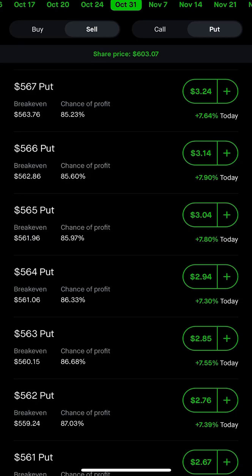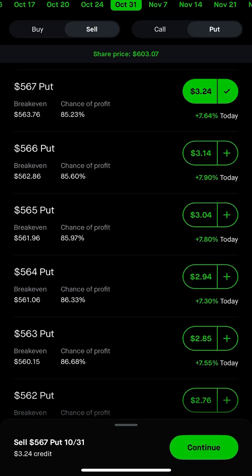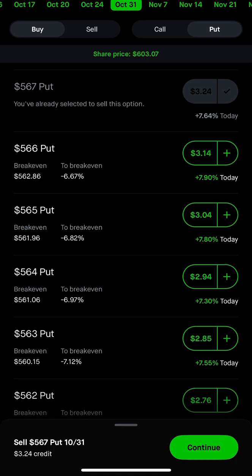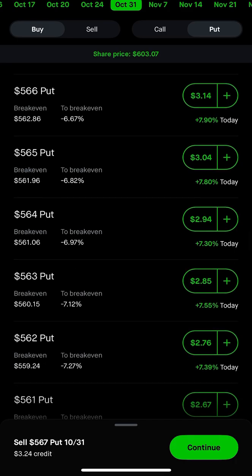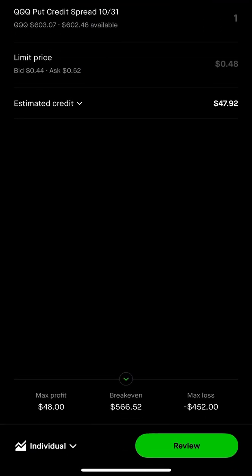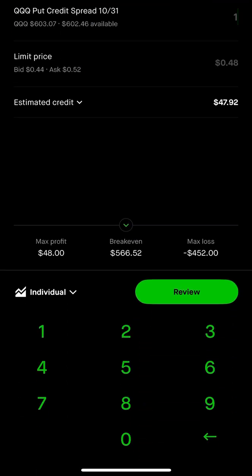When you're selling the put, you click on the plus, okay? And then you would buy the put, and you would go down 5 wide. So you're going to buy the 562. You're going to open that as protection, hit continue. And now you can see the mid price is at 48, which is excellent. So you're opening up a spread.